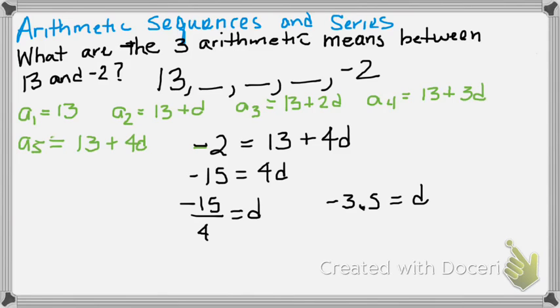Now, once we have our common difference, what we have to do is add that to 13, and then keep adding that so we can get our other terms. So, for the first one, 13 minus 3.75 would be 9.25. So our second term would be 9.25.